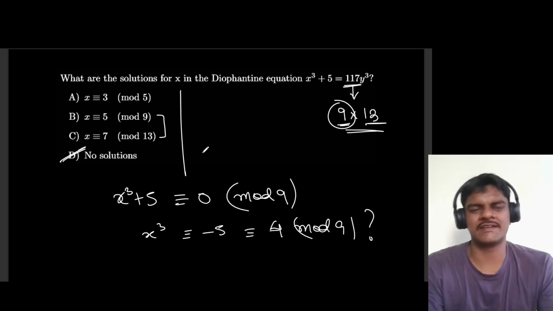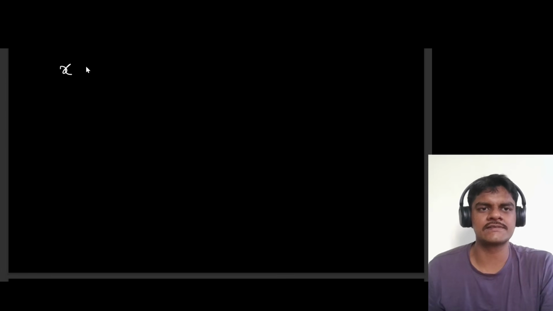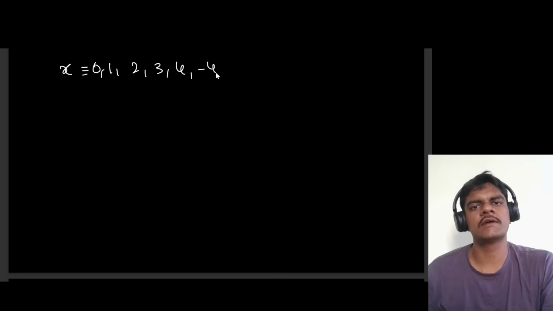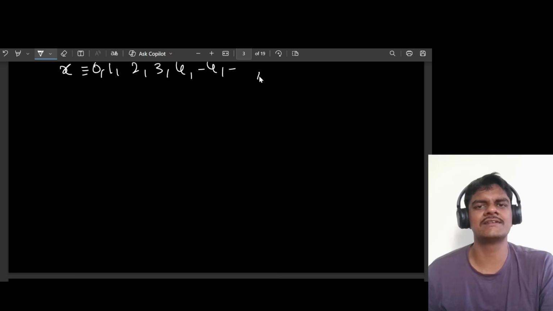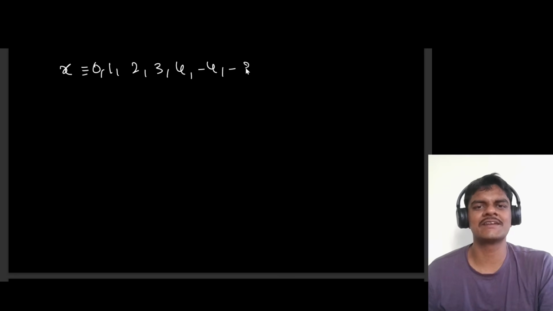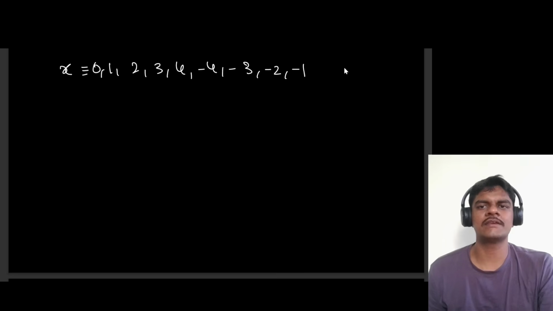Now that is a very easy thing to check. What are the residues? x is congruent to either 0, 1, 2, 3, 4, minus 4, minus 3, minus 2, minus 1. So yeah, that will be mod 9, right? That will be the easy part.